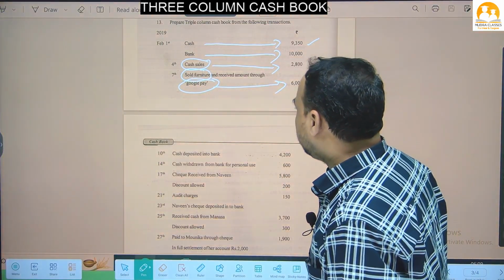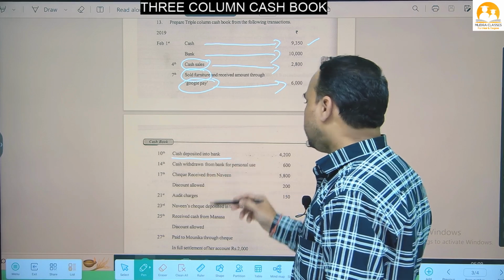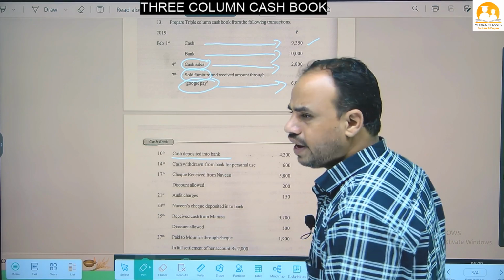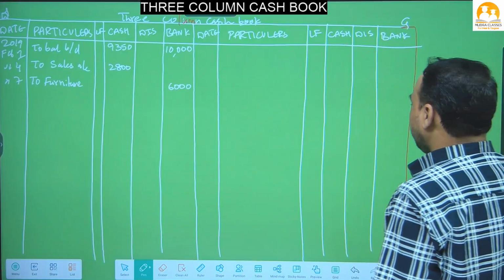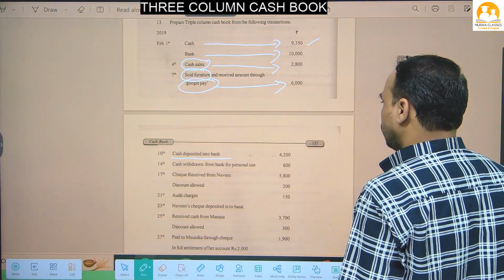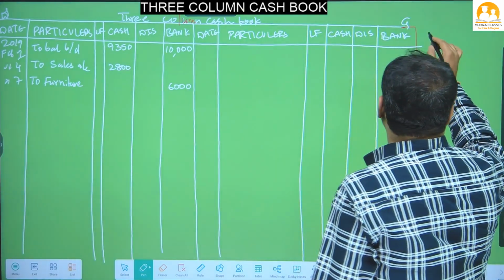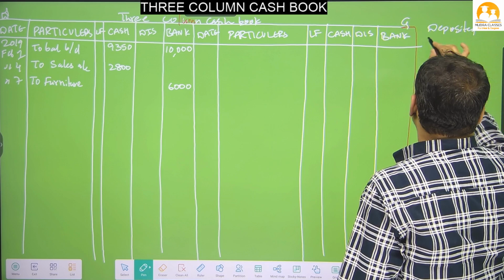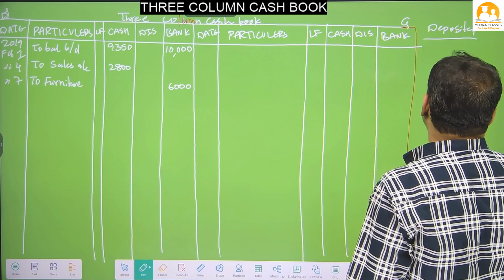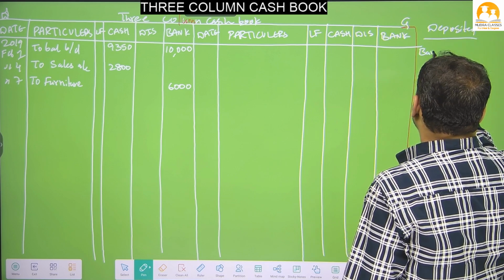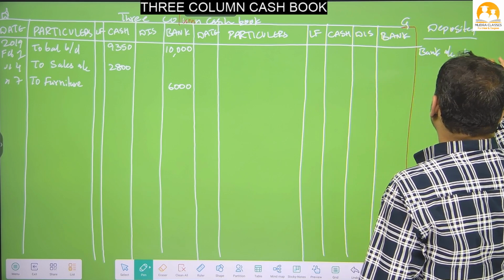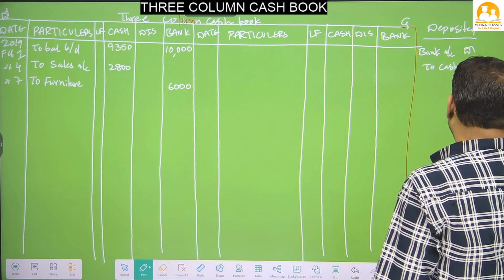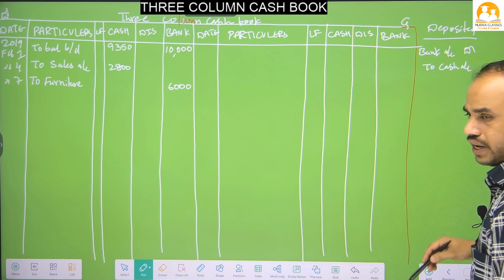concentrate on it. Next one, 10th date, cash deposited into bank. You know very well, when cash is deposited into bank, it is a contra entry. So here we will write how much cash we deposited, 4,200, 10th date. So whenever we deposited, we will use which journal entry beta? This journal entry we will use: bank account debit to cash account. This general entry we have to use.